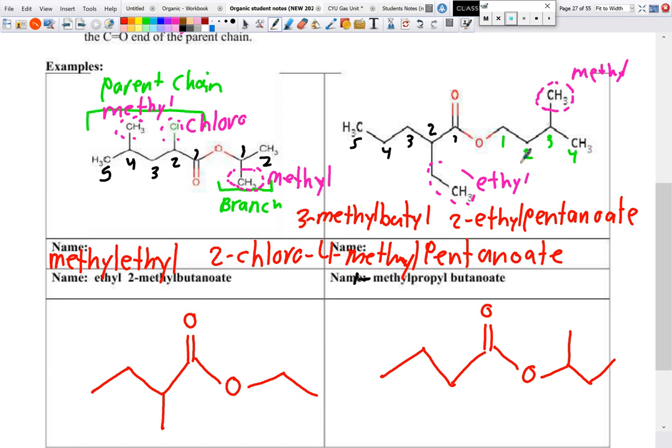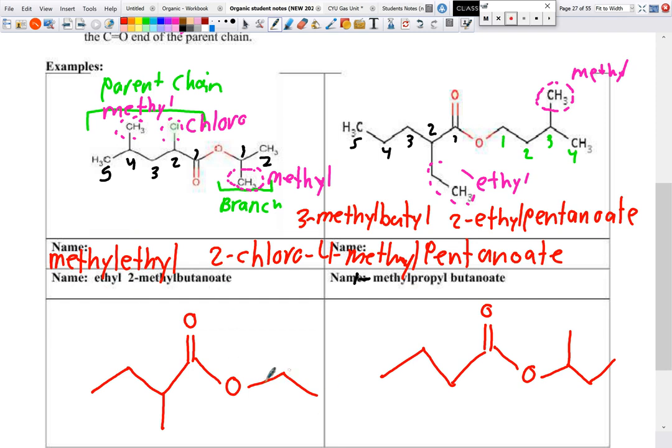So we have this long one up here. I did label this branch in green first, so we can tell off carbon 3 we had a methyl off a 4-carbon chain branch. So we got 3-methyl-butyl. Then our parent chain is 5 carbons long with an ethyl off carbon 2, so we label that one as 2-ethyl pentanoate. Then of course when we get to our drawings, we have ethyl 2-methylbutanoate.